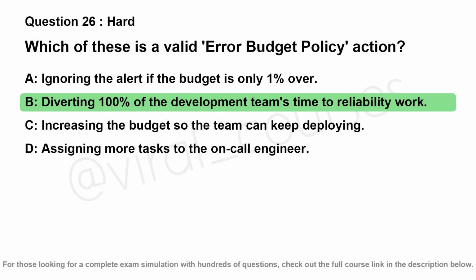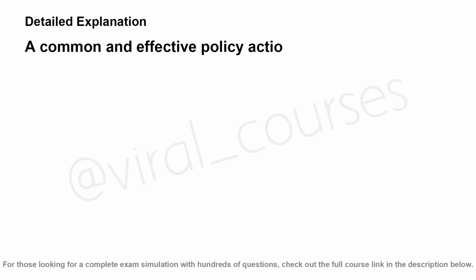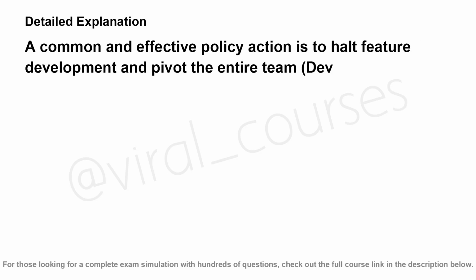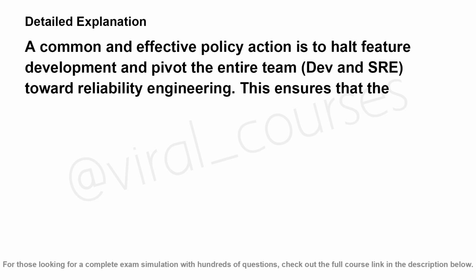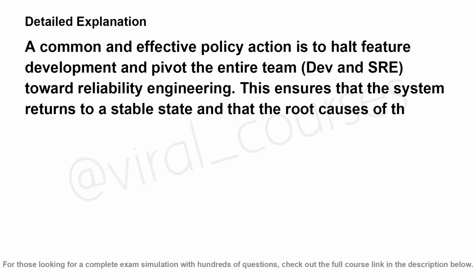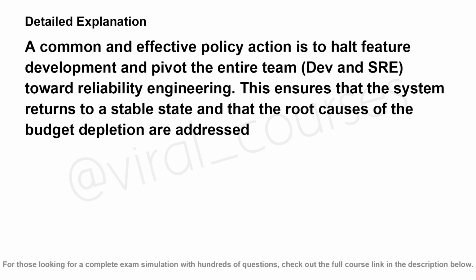The correct answer is B. A common and effective policy action is to halt feature development and pivot the entire team, Dev and SRE, toward reliability engineering. This ensures that the system returns to a stable state and that the root causes of the budget depletion are addressed before more risk is introduced.